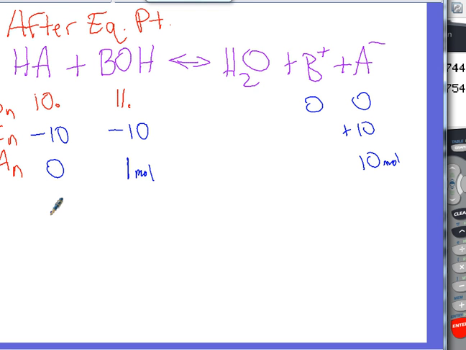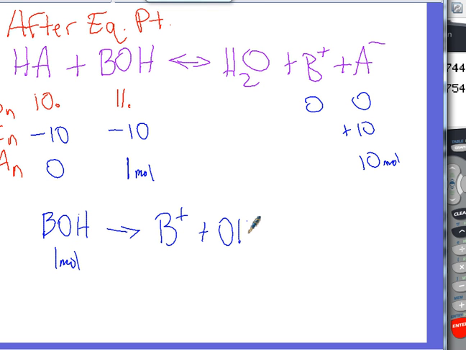So, now, we have 1 mole of this BOH left over, which is going to give away all of its hydroxide.